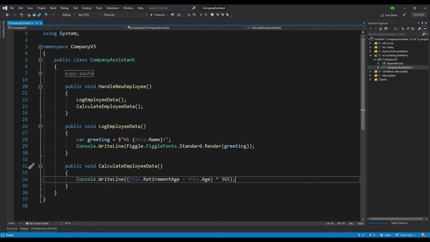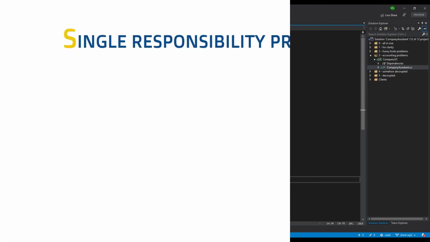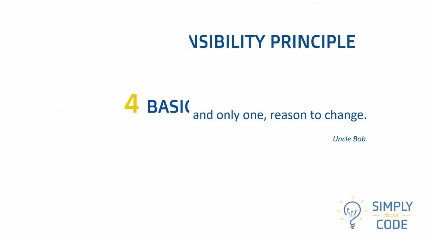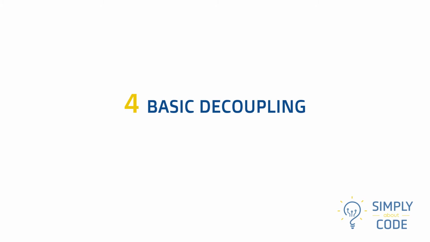Let's recap what the single responsibility principle tells us. A class should have one and only one reason to change. So a class should have only one responsibility. Ours has two, so let's go and split them. Here is the code after the split.